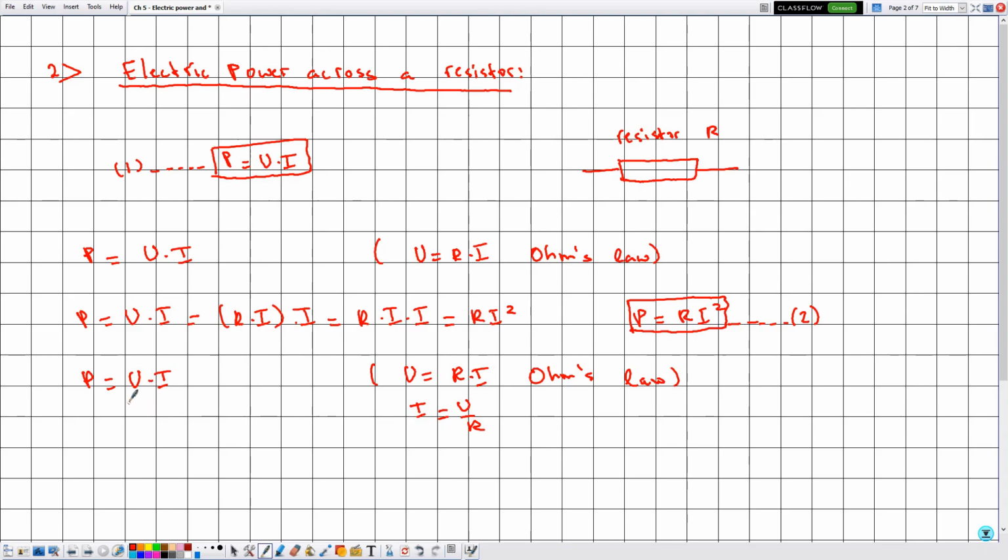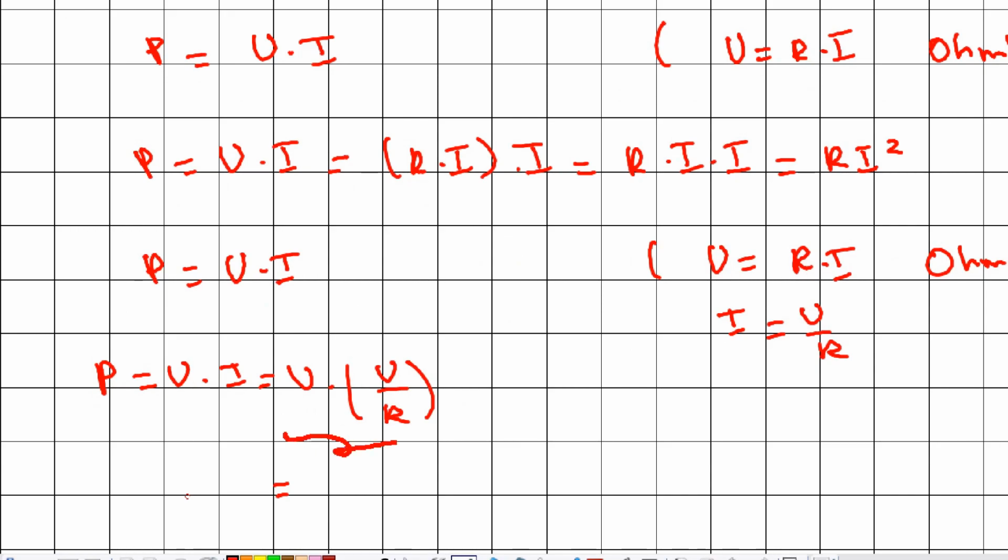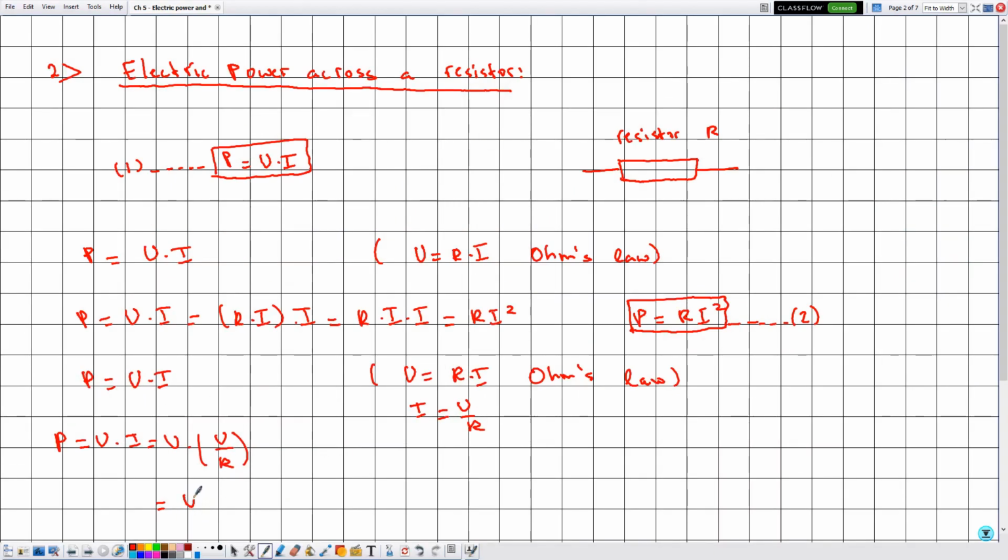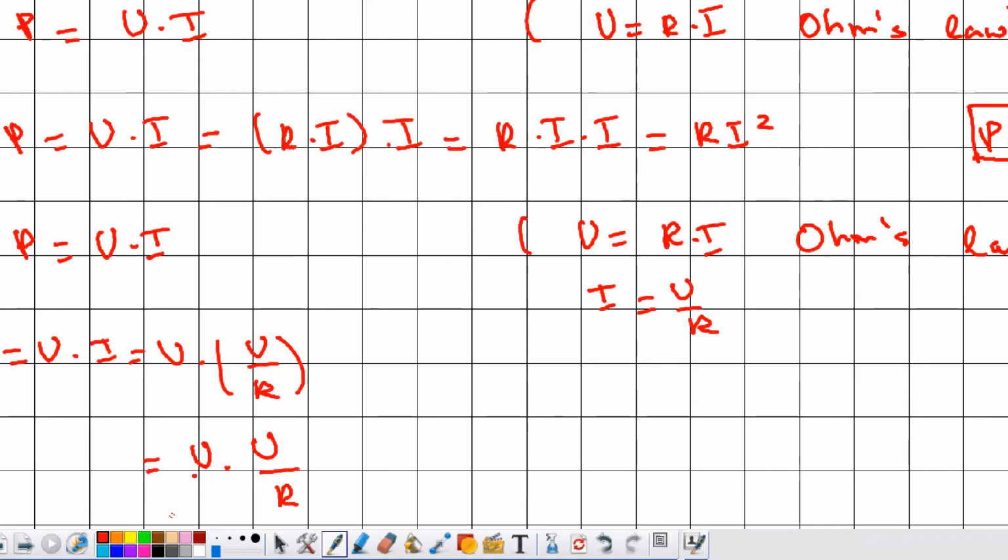And now instead of replacing the value of U by Ri, let me replace the value of I, which is given by Ohm's law, U divided by R. Then P is equal to U multiplied by I, and we replace I by Ohm's law, which is given by U divided by R. Now, because this expression is a combination between multiplications and divisions, we can get rid of the brackets, and it's given by U times U divided by R. So here U is divided by 1.